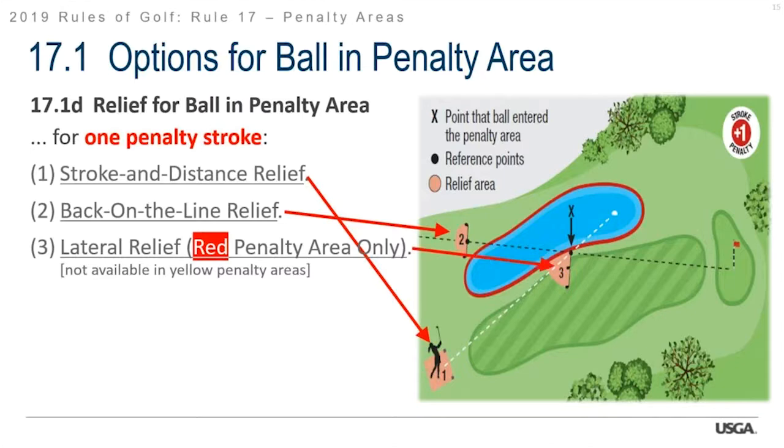And the third option is the 2 club length option, now referred to as lateral relief. There is only one other time where we have this 2 club length option. That would be for an unplayable lie that we will talk about a little bit later today. But most of your relief areas are going to be 1 club length. This is an example where you have a 2 club length relief area.